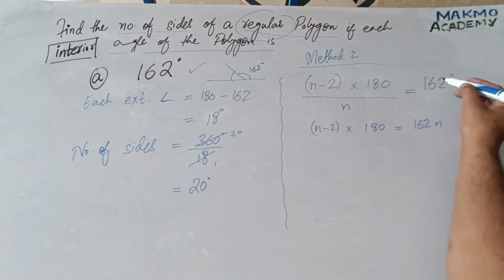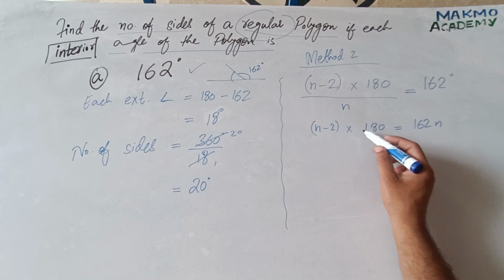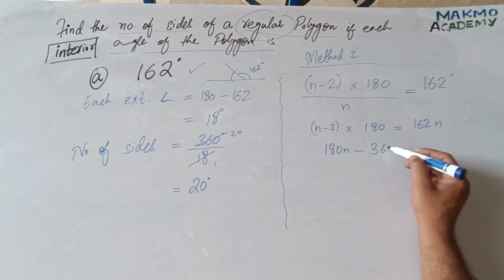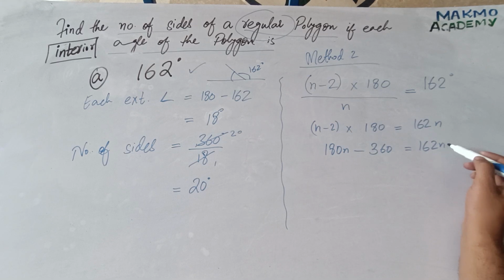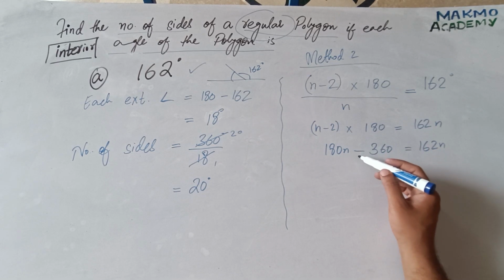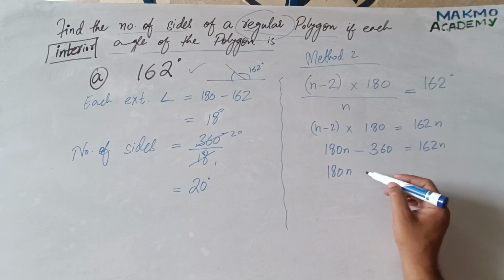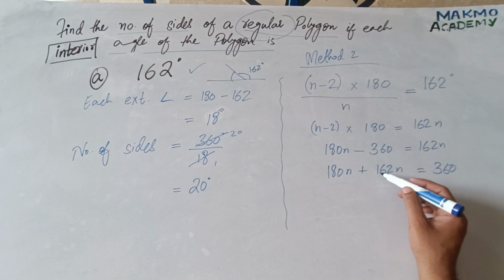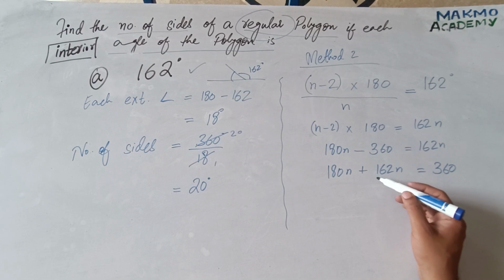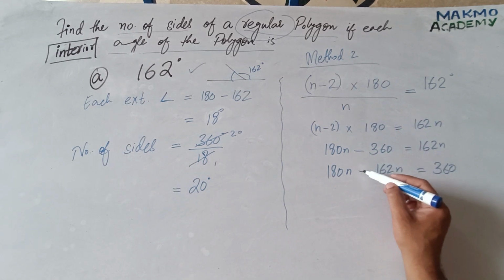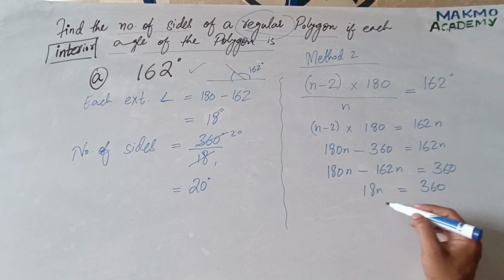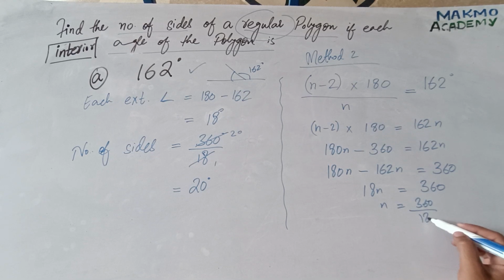This n is dividing over here, it will go over there and multiply. Now we will open up this bracket: 180n, and 180 times 2 is minus 360, is equal to 162n. Now we bring this 162n over here. 180n minus 162n is equal to 360. Sorry, it's positive over there, so it will come over here and get subtracted. So 18n is equal to 360. n is equal to 360 divided by 18. So the final answer again is 20 sides.